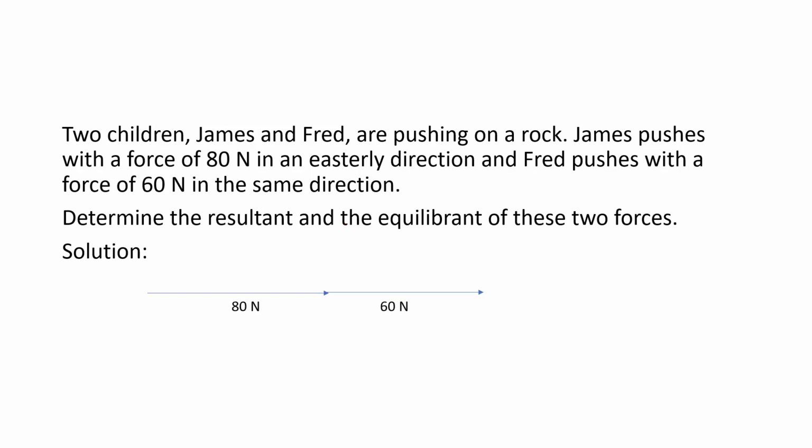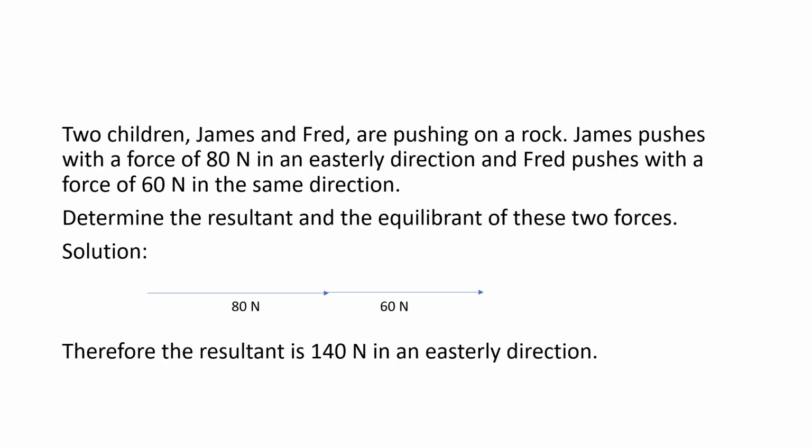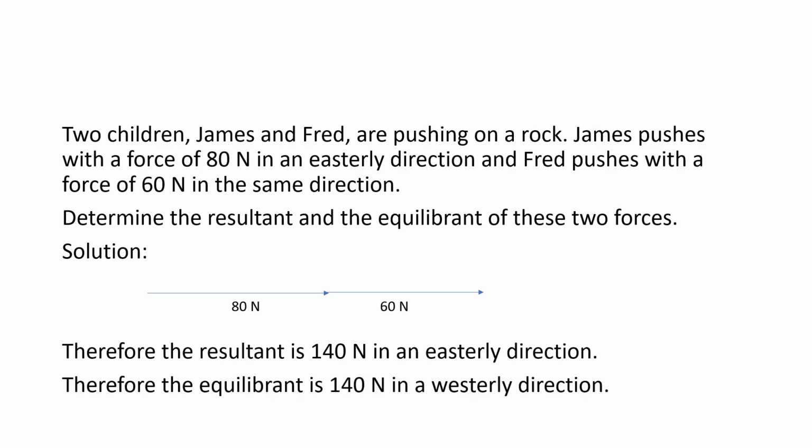And so here is our more formal, neater looking solution. You have 80 newtons and 60 newtons, add to make it 140 newtons. And so therefore the equilibrant will be 140 newtons in a westerly direction, perfectly opposite to the resultant.